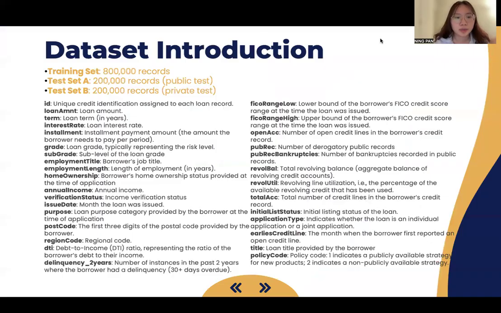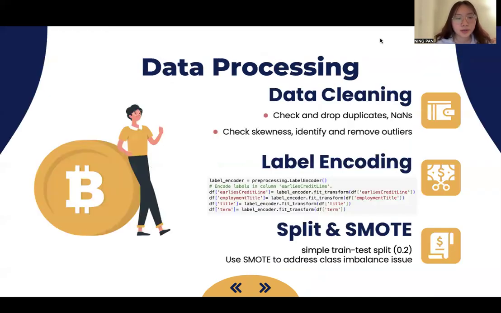The data comes from the loan records of a credit platform and contains 47 columns of information on variables such as loan amount, term, and purpose. We select 800,000 entries for training and 200,000 each for test set A and B. And we process data in three steps: data cleaning, label encoding, and split and smooth.